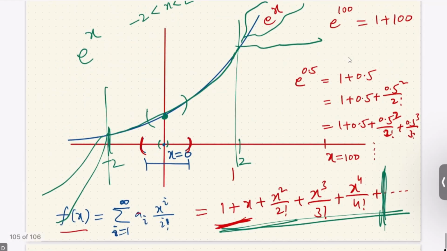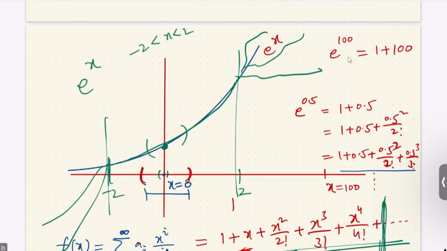Let me give one argument. Are you agreeing with what I'm saying right now? The Taylor series approximation, how it looks for e^x. You may be satisfied with the results of the approximation by taking it.